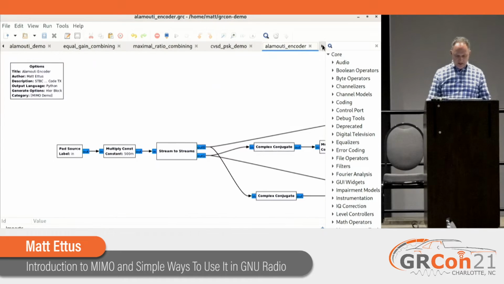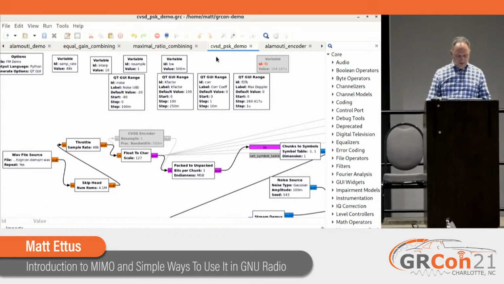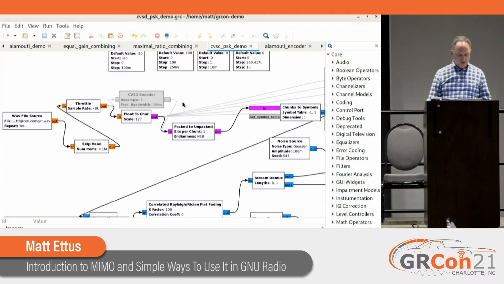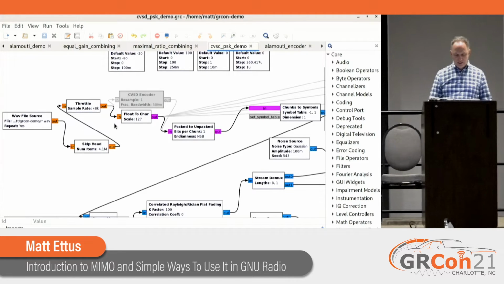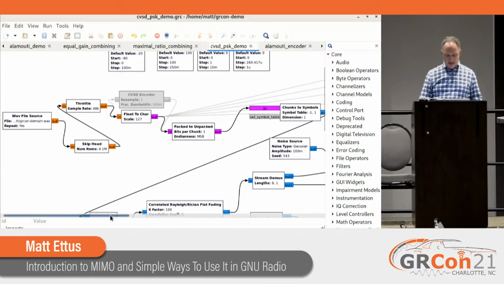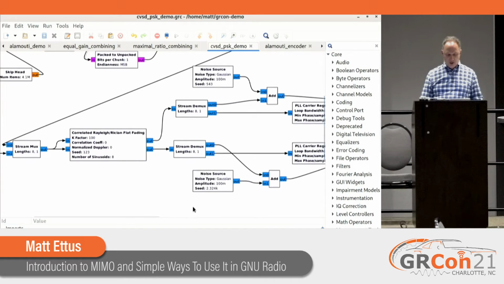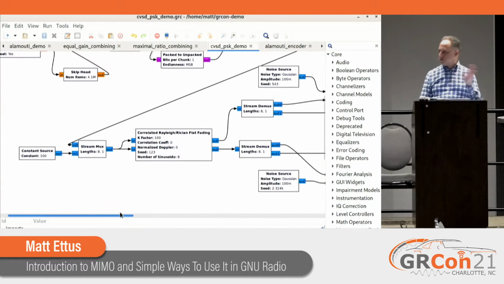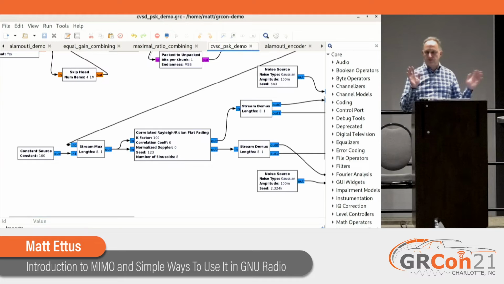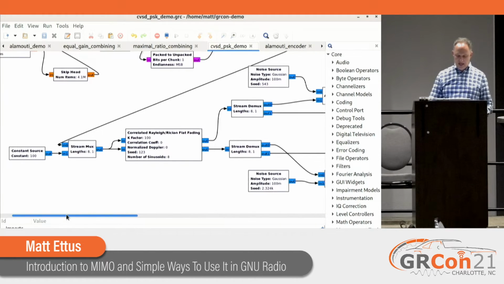So here's the flow graph that uses this. We start with just an audio source. It converts to bits, right? We convert those bits to plus and minus ones. So this is all BPSK. All of this works for BPSK, QPSK, QAM, whatever, but we're doing all BPSK here today.